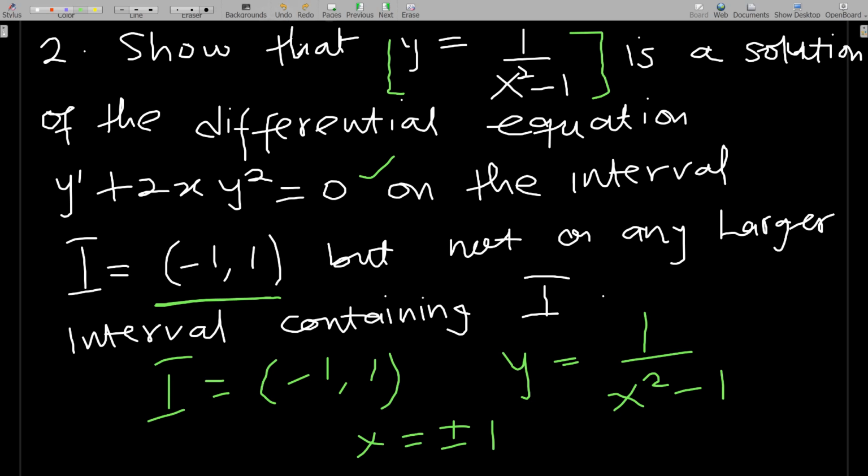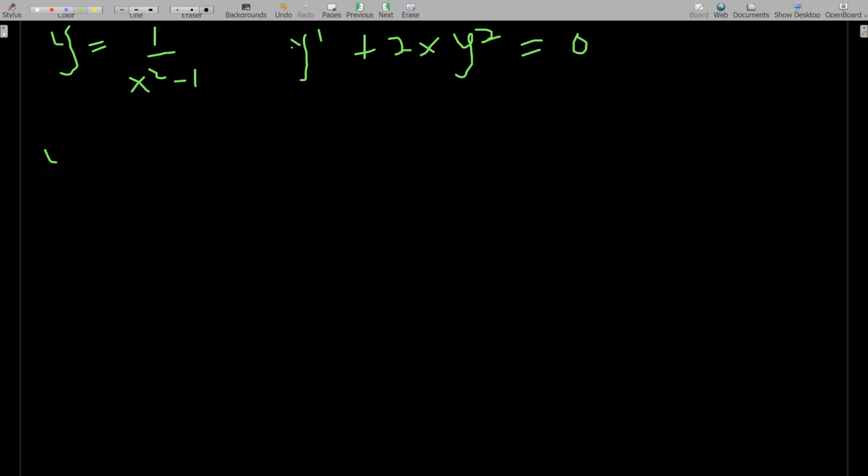Now let's look at the first part, that we should show that y equals 1 over x squared minus 1 is a solution to y prime plus 2xy squared equals 0. So what you have to do is find y prime. But to differentiate, let me write this in a proper way for you. y is the same as x squared minus 1, all to the negative 1.